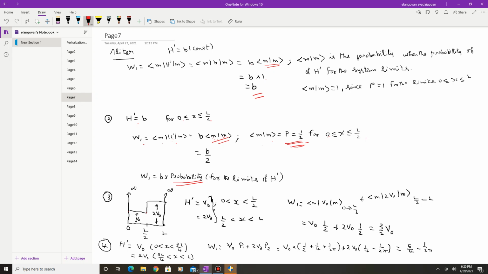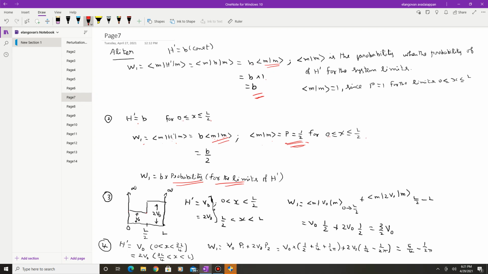Using this idea, you can easily calculate B into probability. The probability is for the limits. Here the limits are 0 to L by 2, so this is half. In the previous problem, the probability is 1 because the limits are 0 to L, so the probability of finding the particle between 0 to L is 1, and this is B into 1. But here the probability of finding the particle between 0 to L by 2 is half, so B into half. So you can do it very quickly.